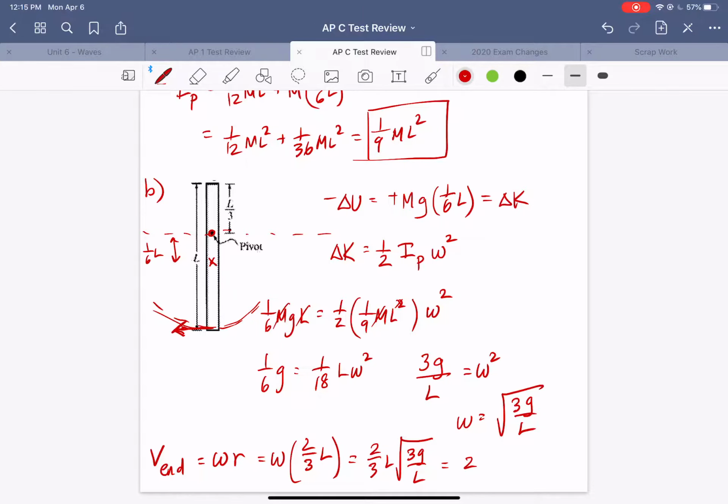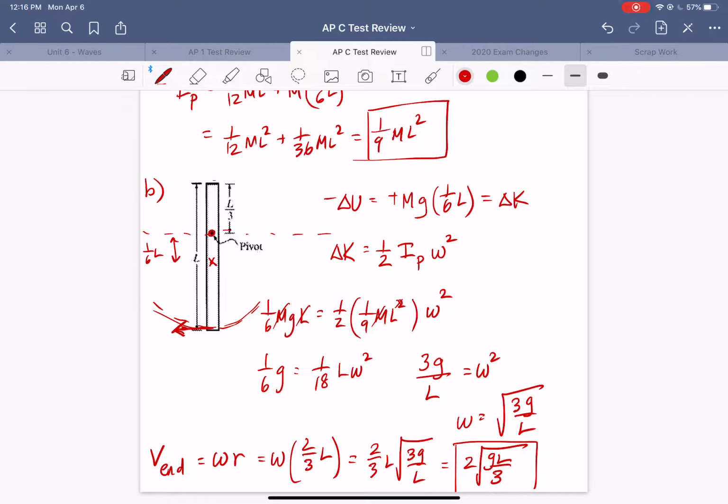We can move the 3 inside the square root. We can move the L inside the square root as well. That should give us 2 times root GL over 3. So they would probably take the previous expression here as well. I don't know if you have to have it fully simplified, but this should be our answer to part B.